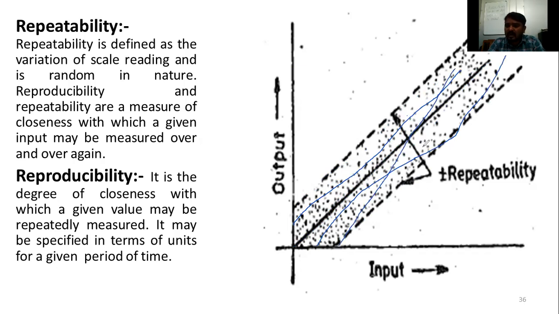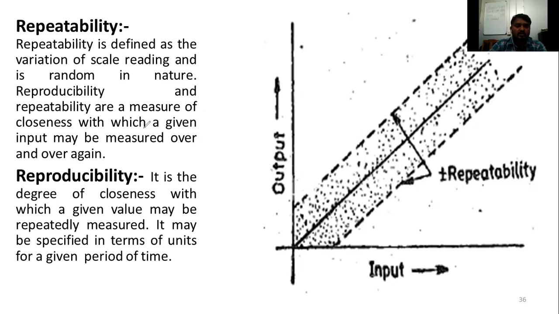So plus or minus, we have given some range, and that is what we call repeatability. If it is a straight line, however many times, two times or three times we take the reading, that is called reproducibility. Repeatability is defined as the variation of the scale reading and is random in nature. Random in nature, randomly plus or minus. Reproducibility and repeatability are a measure of closeness.